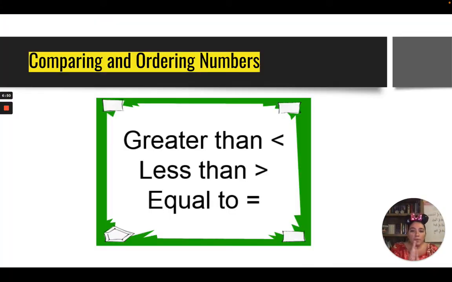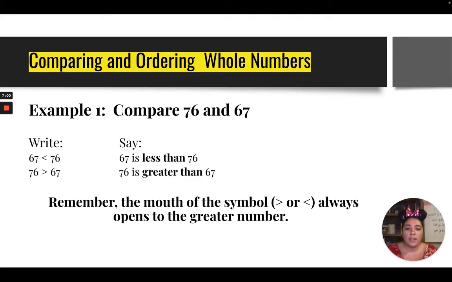All right, we're moving into comparing and ordering numbers. So this is 3.2D. Greater than, less than, equal to. Comparing and ordering whole numbers. We got an example here. Compare 76 and 67. When we write this on the left, we have 67 is less than 76. If we're writing it the other way, it would say 76 is greater than 67. And that's how you say those.